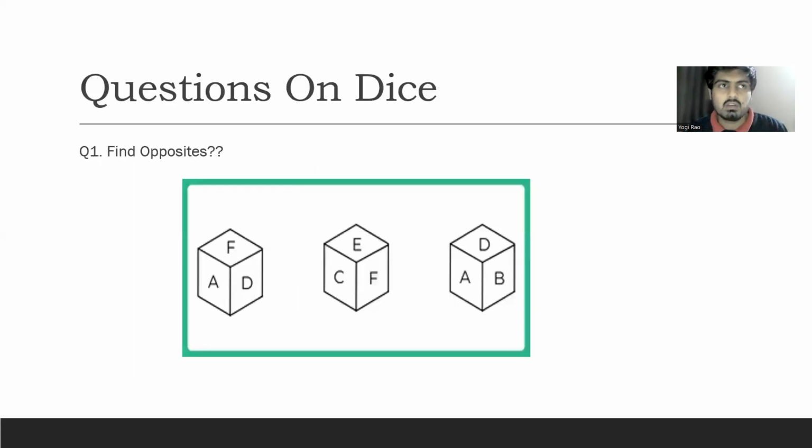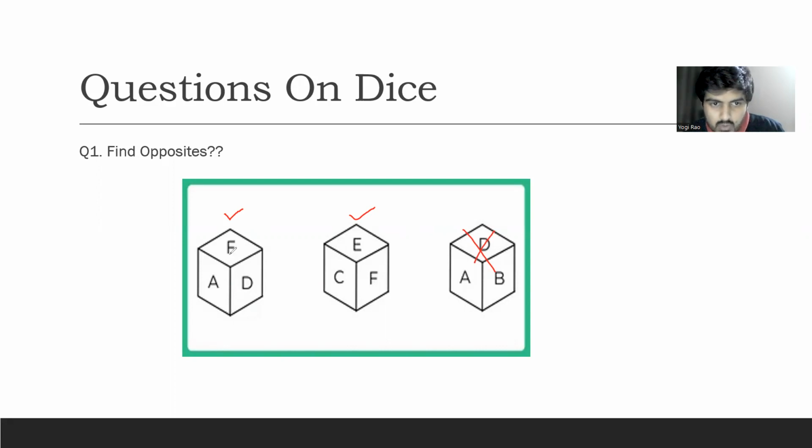Dice questions can take a lot of time if people start imagining how the dice will look and what will be the opposite of it. But in the exam we don't have time, so we will use a trick. The trick is that in such types of questions, usually we take two dice. We don't require the third dice.